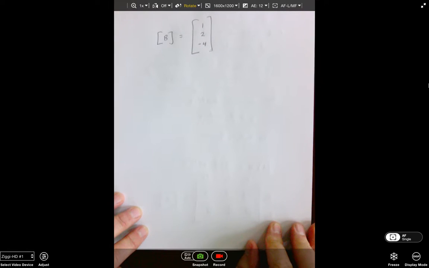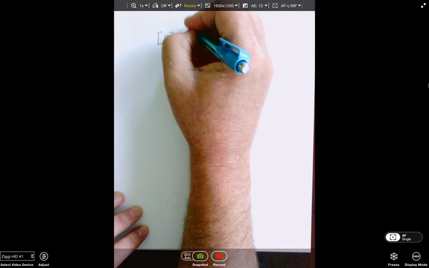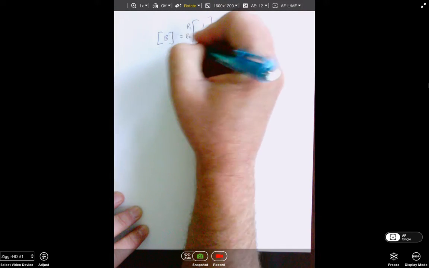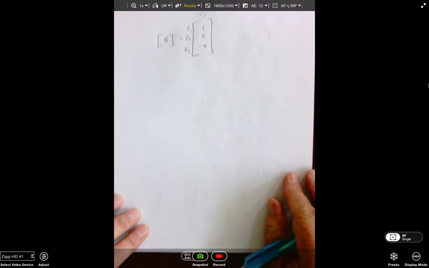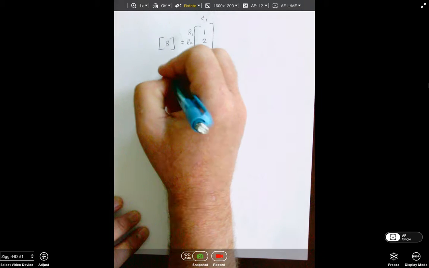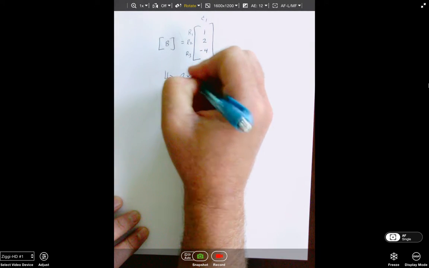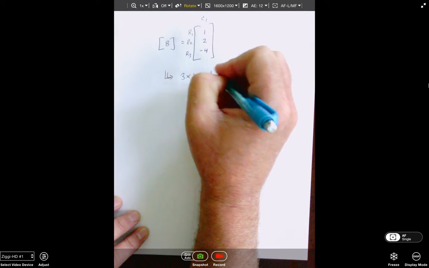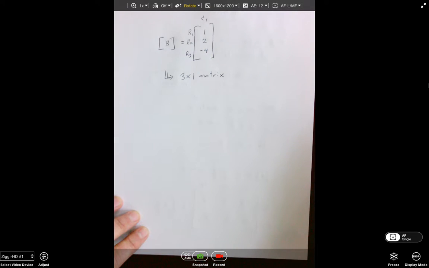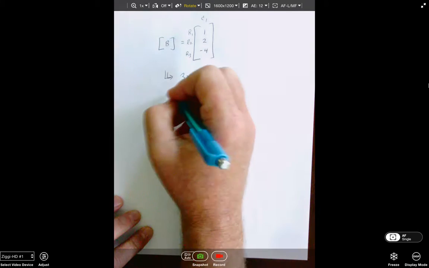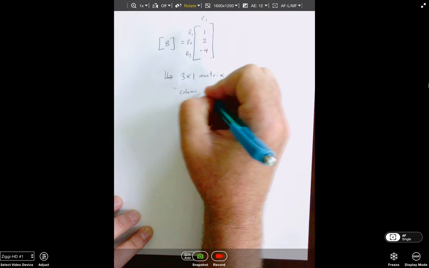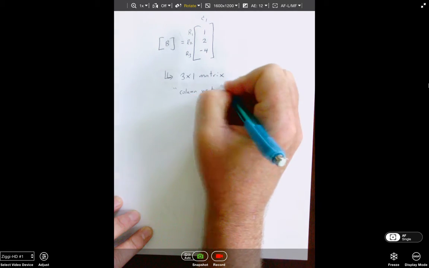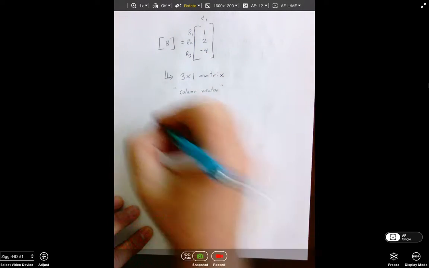Which looks like this. Well, notice this has 1 row, 2 rows, 3 rows, and 1 column. So we would say that this is what? A 3 by 1 matrix. Now, when something only has 1 column, sometimes we refer to this as a column vector or a column matrix. I'll let you get away with that.